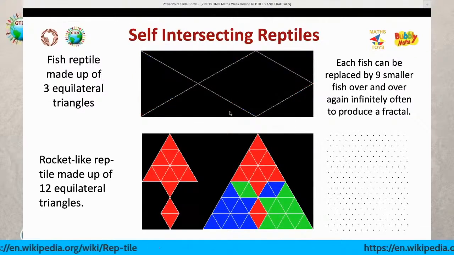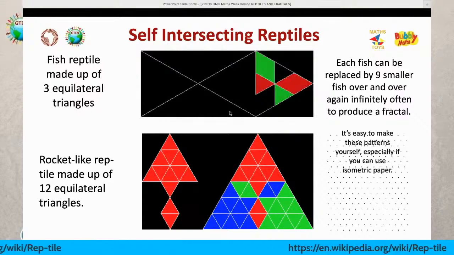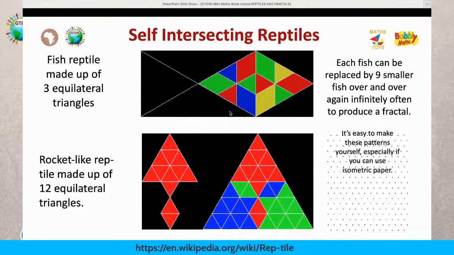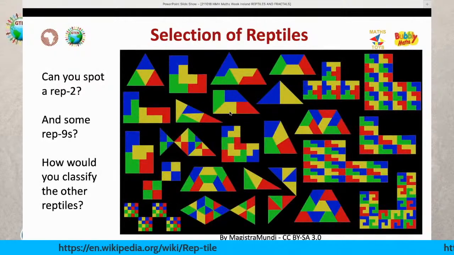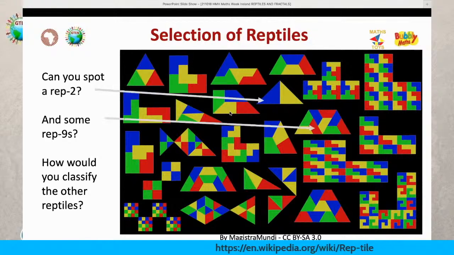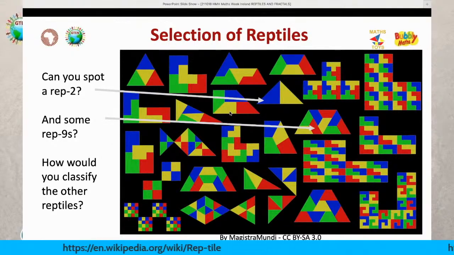Now, if you've got spotty paper like that, it's easy to make the patterns yourself. That's called isometric paper. Now, can you spot the rep-two? I think we already mentioned this. That's one, the rep-two. Is there any other rep-two there? This is a rep-nine. There are quite a lot of rep-nines.